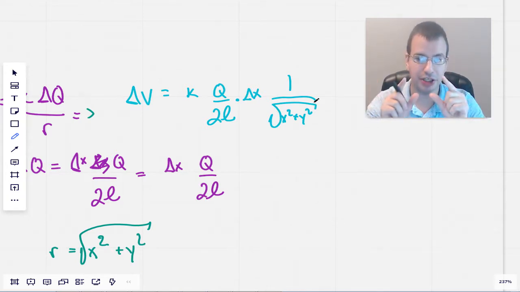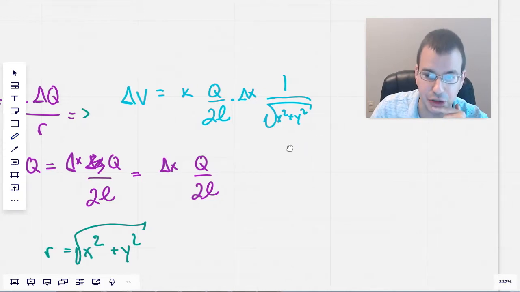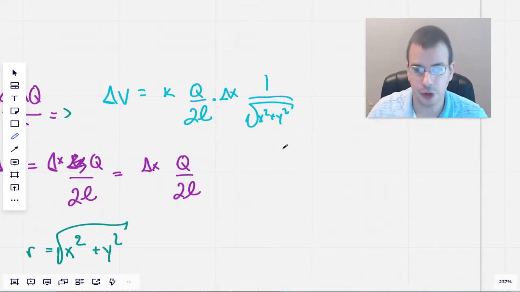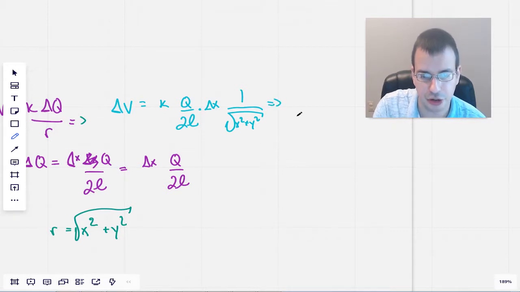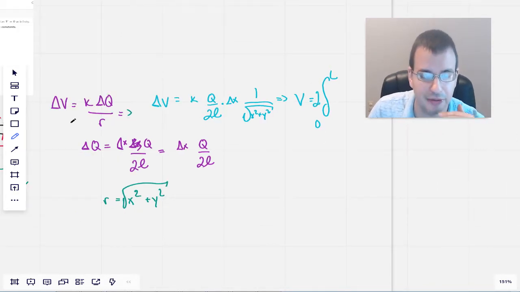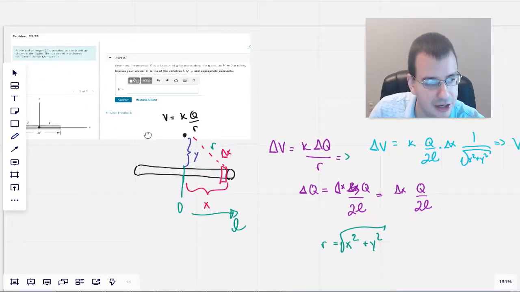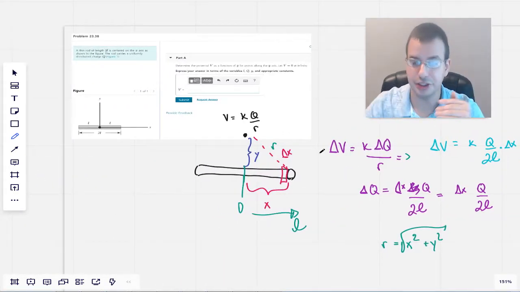Okay, now we don't want the small amount of delta V, the voltage potential. We want the whole thing. So what we're going to do for that is integrate. To do this, I'll say the total voltage will be 2 times the integral from 0 to L. Just to simplify the math, I am integrating from 0 to the end, and I'm just multiplying by 2 to get both sides.